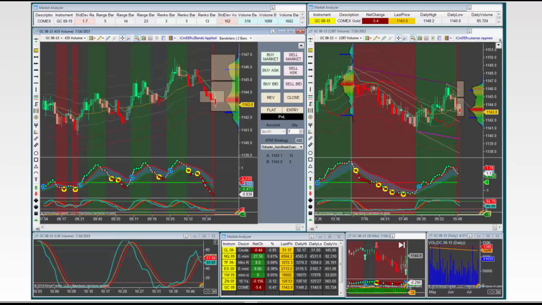At this point, let's switch over. I'm actually going to go back. I believe this is monitor 2.